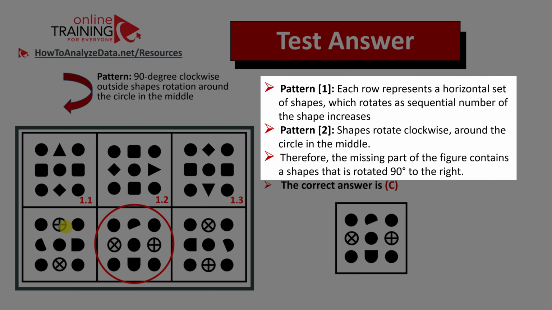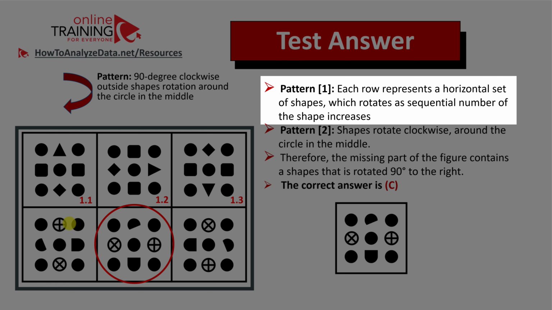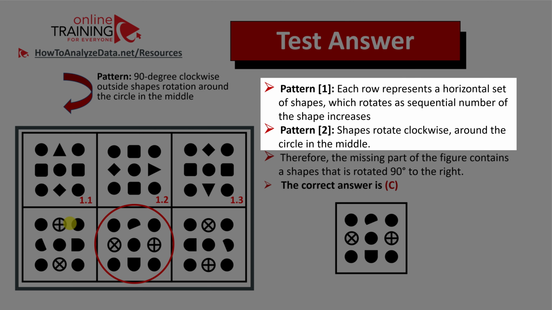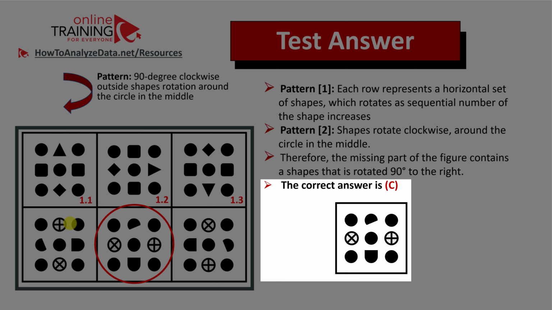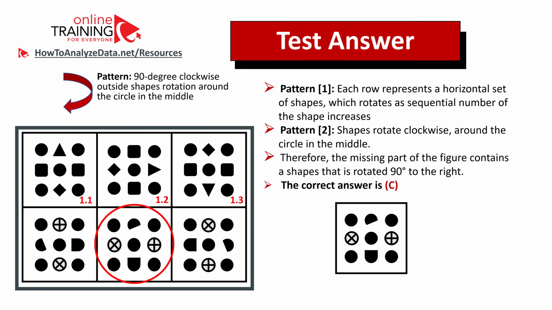Let's recap. There are two patterns here in this question. The first pattern is the fact that each row represents a horizontal set of shapes which rotates as the sequential number of shapes increases. And the second pattern indicates that the shapes rotate clockwise around the circle in the middle. Therefore, the correct answer here is choice C. Hopefully you've nailed this question and now know how to answer similar questions on the test.